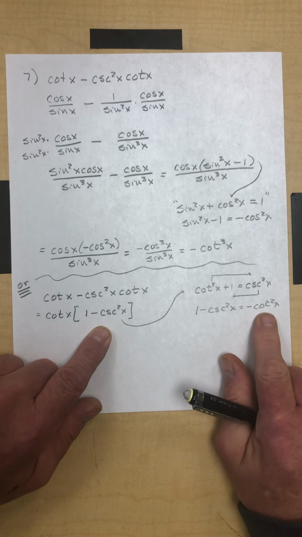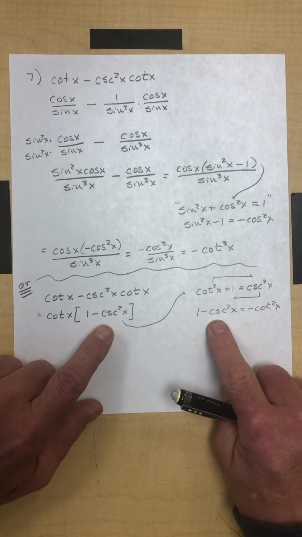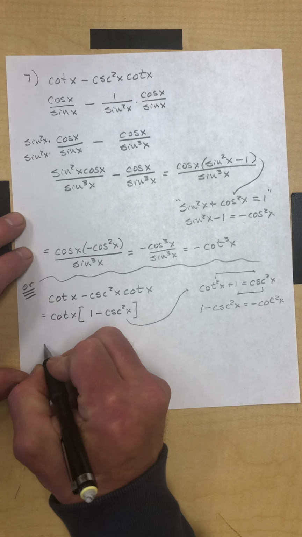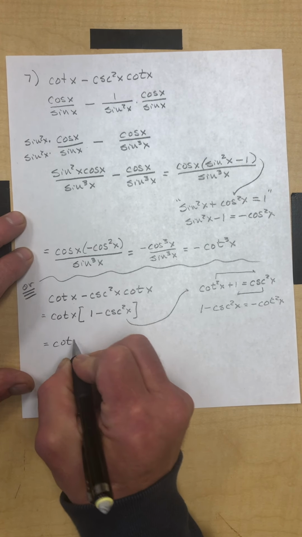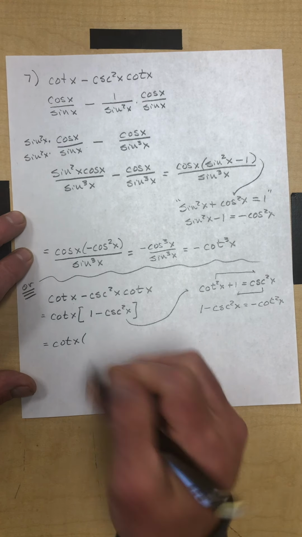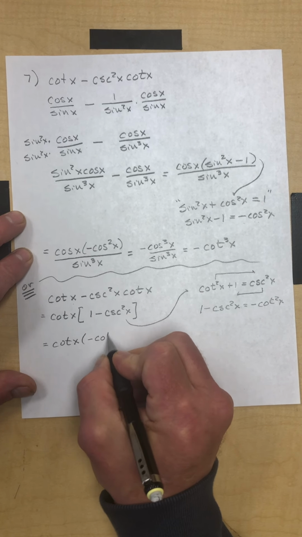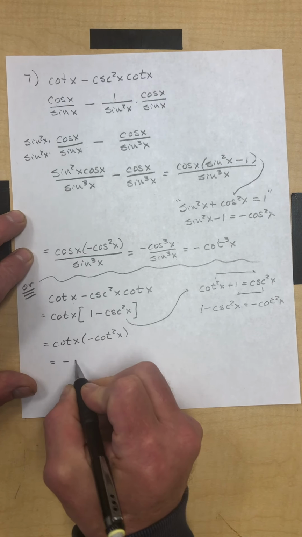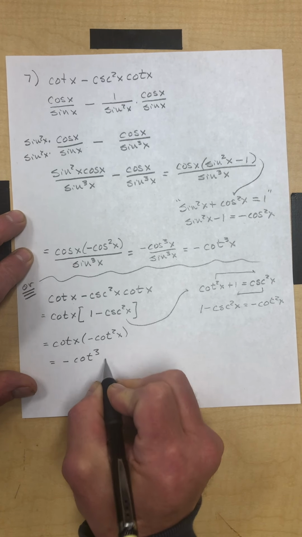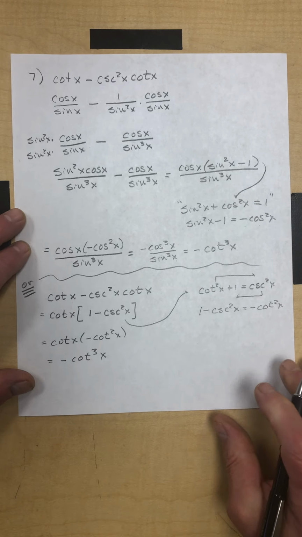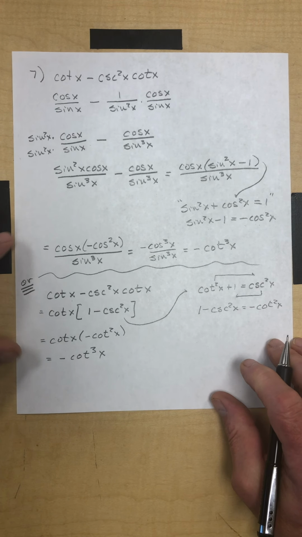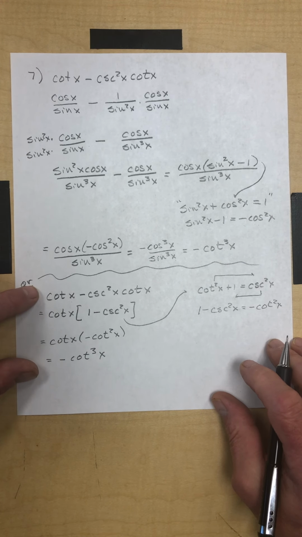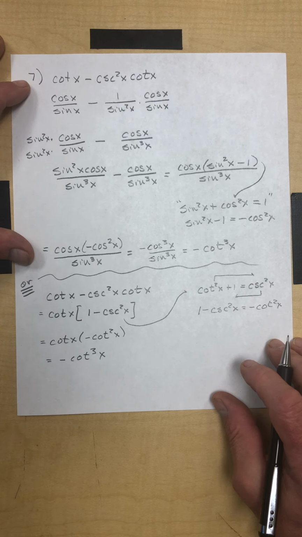So I can substitute this for that right here, and I get cotangent of x times the opposite of cotangent squared of x, which of course gives me the opposite of cotangent cubed of x. I think every single one of you would agree with me, this is a heck of a lot easier to do than this up here.